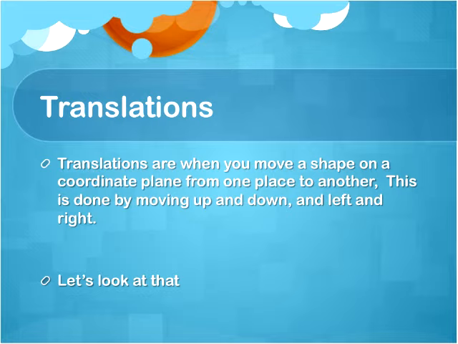All right, back to other things, translations. So translations were the next thing that we worked on. And translations are when you move a shape on a coordinate plane from one place to another. This is done by moving up and down and left and right. All right, and it doesn't mean that the shape changes. That's really important. So the way that the shape is oriented doesn't change, and the actual shape itself is not reflected.